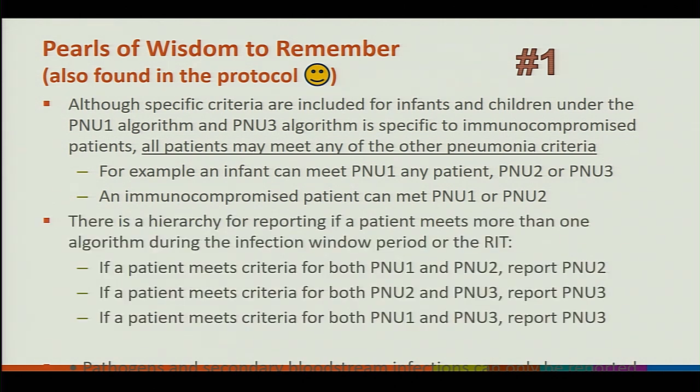There is a hierarchy if you are reporting into NHSN, where you report at the highest level met, or the highest number. It's not necessarily that one is worse than the other. It's just that if you meet PNEU1 and PNEU2, report it as a PNEU2. If you meet PNEU1, PNEU2, PNEU3, report it as a PNEU3, and so on.